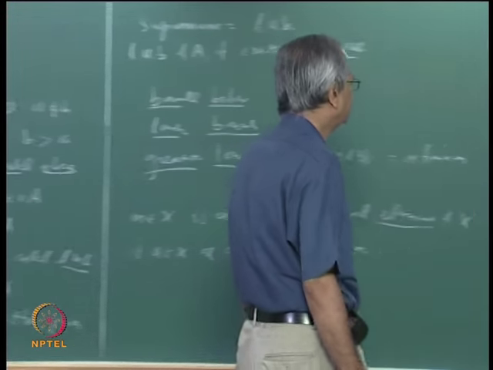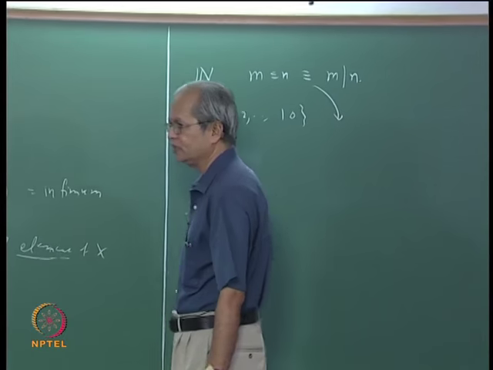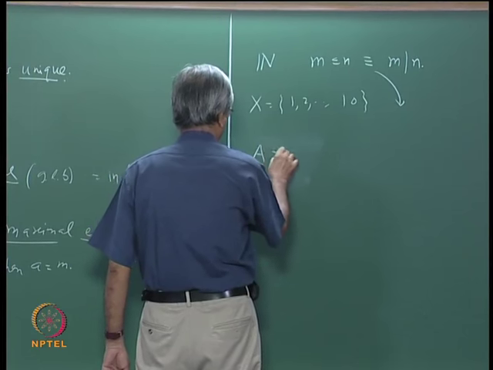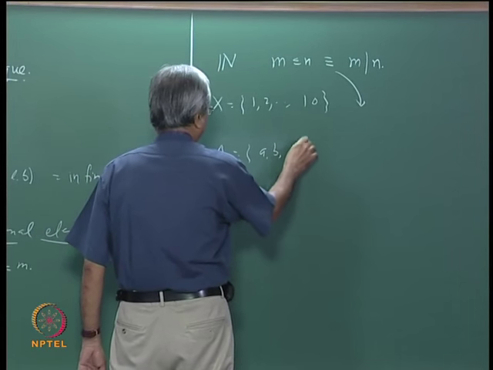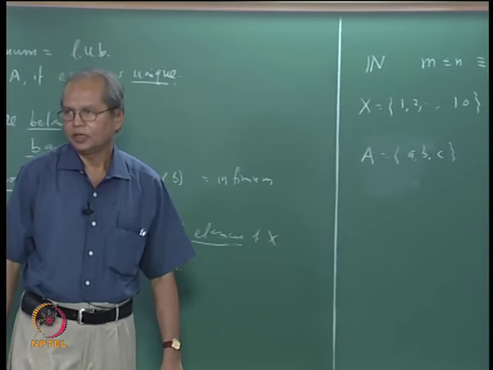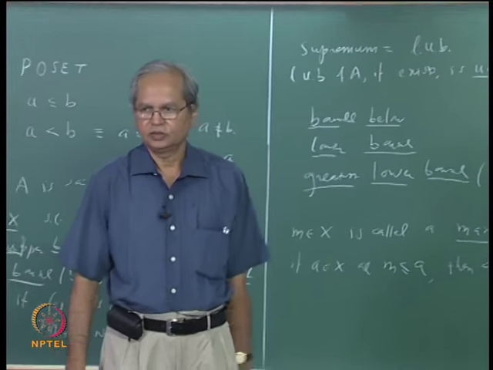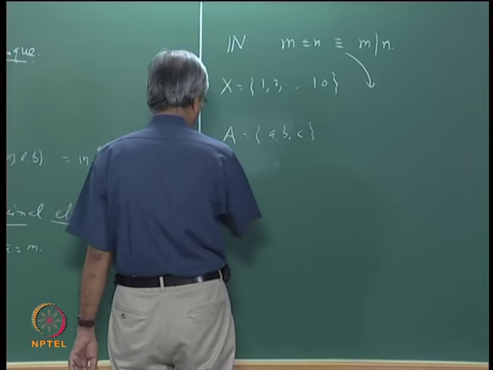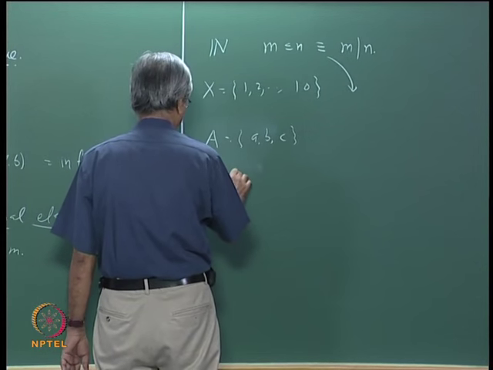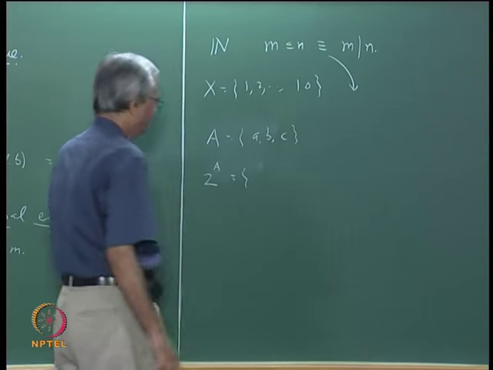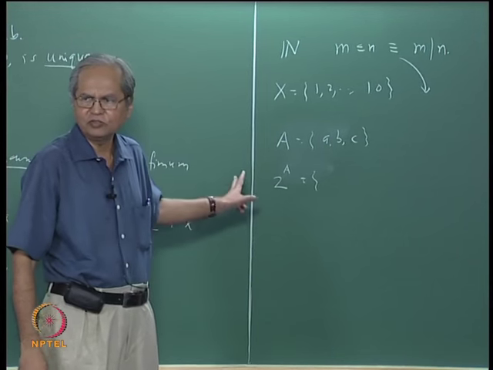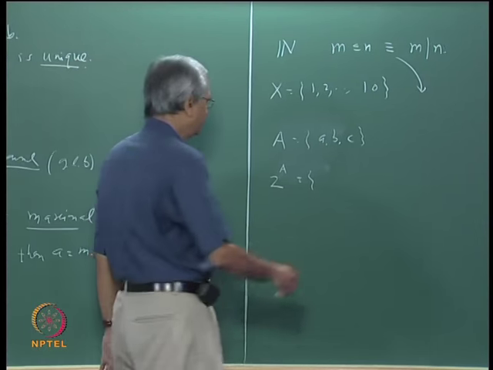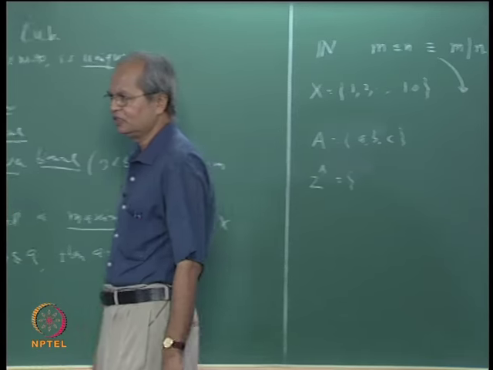Let us take one more example of this type. Let us start with a set which contains, let us say, 3 elements, and we'll consider the power set of this. How many elements will this power set have? 8 elements. So what are those 8 elements? Since there are 8, we can list them.